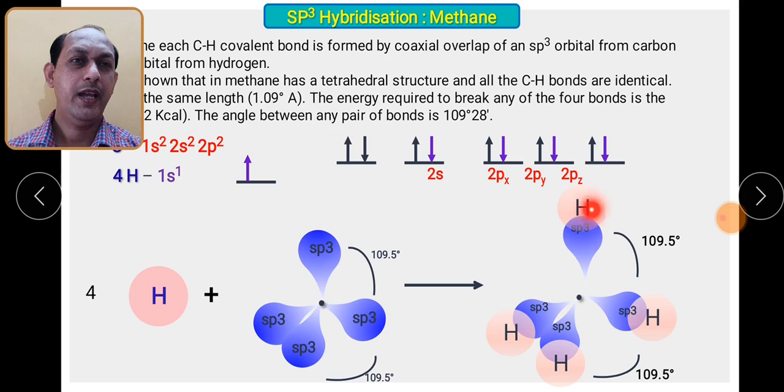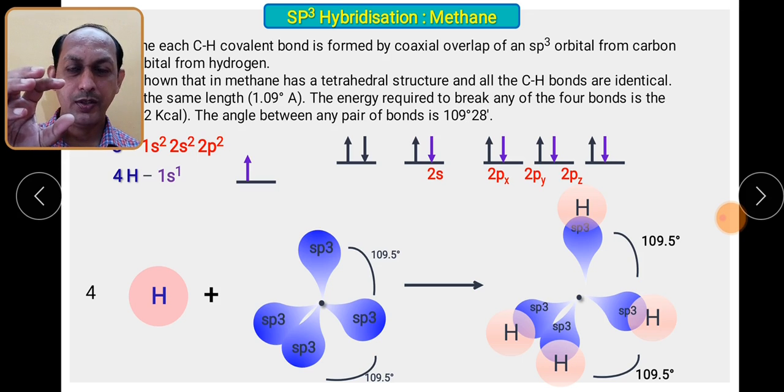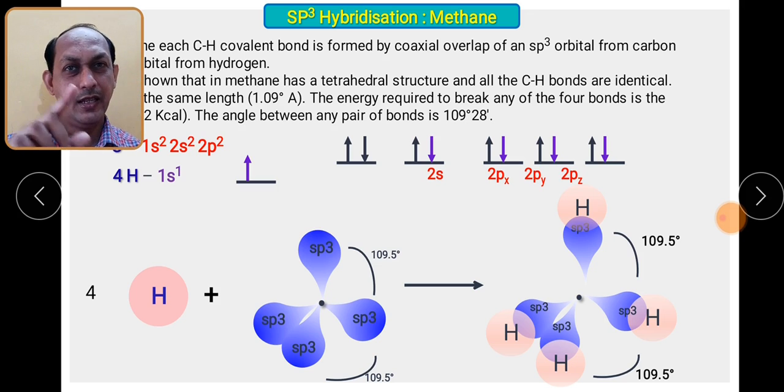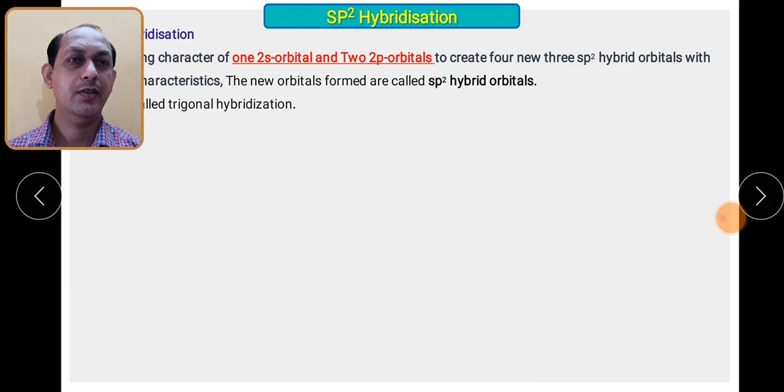There is an s and sp3 overlap that takes place to form this particular bond with the carbon. As we know, there are four C-H bonds. So these four C-H bonds are formed by the overlap of the s orbital of hydrogen and the sp3 orbital of carbon. So there is s-sp3 overlap. This particular bond is formed by the overlap of sp3 and s orbitals, and here you can see the geometry with a bond angle of 109 degrees.